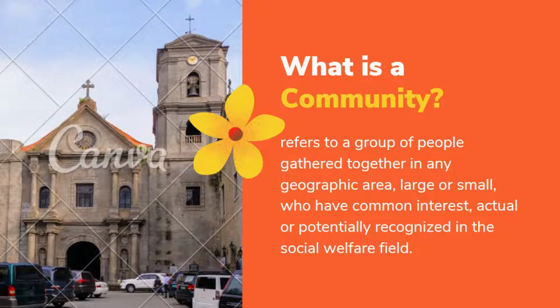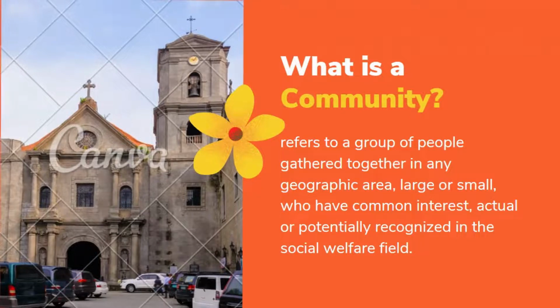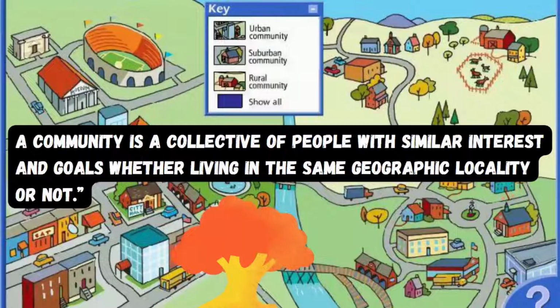A noted community development specialist, Arline Johnson, once wrote that community refers to a group of people gathered together in any geographic area, large or small, who have common interests, actual or potentially recognized in the social welfare field. To paraphrase, a community is a collective of people with similar interests and goals, whether living in the same geographical locality or not. So the meaning of community actually depends on the objectives of a program to be conducted thereat.